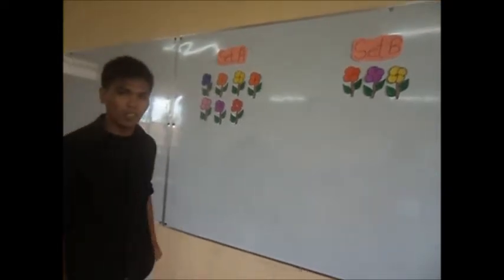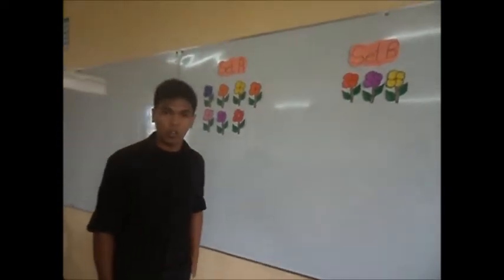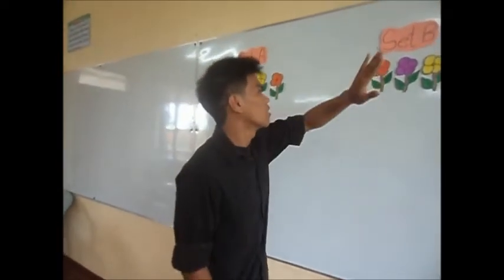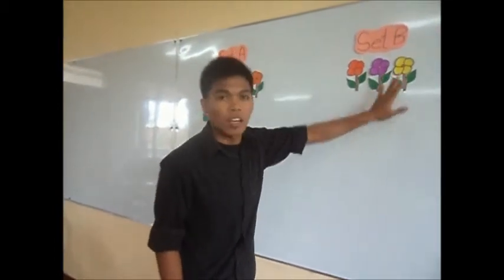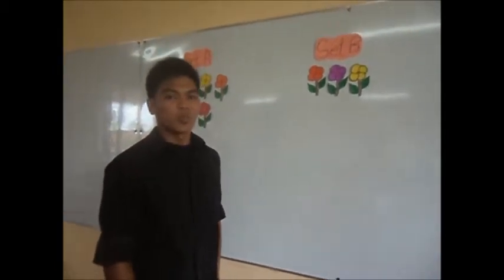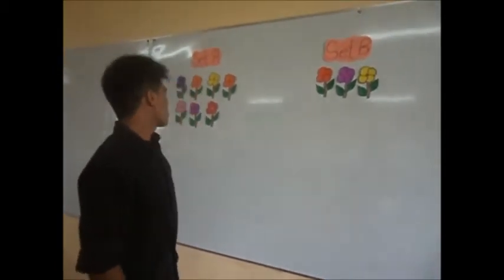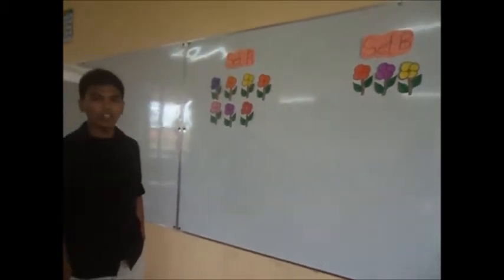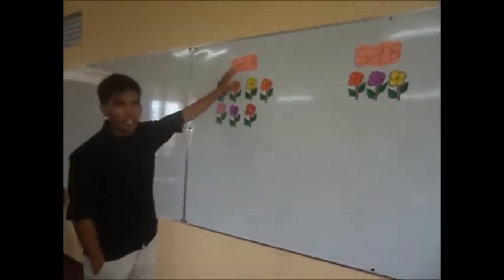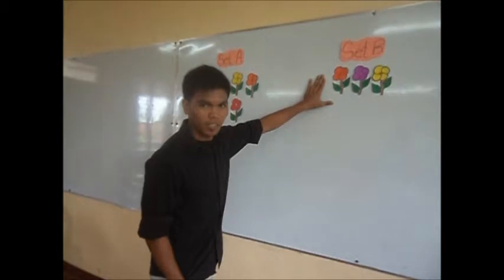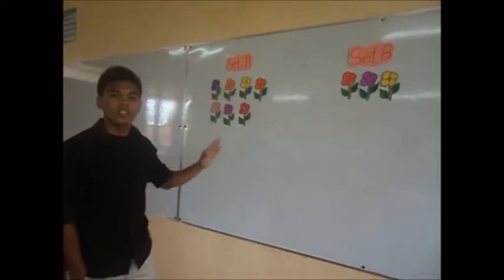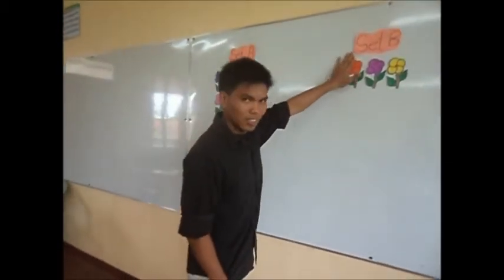How about in set B? How many flowers did we have? Can you count with me, children? Let us count. 1, 2, 3. How many flowers did we have in set B, children? 3 flowers. You're right. So, let us compare now the 2 sets. We can say that set A is more than set B. You can say it, children. Set A is more than set B.